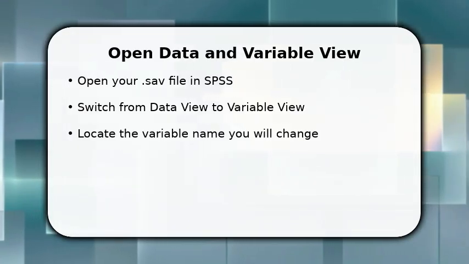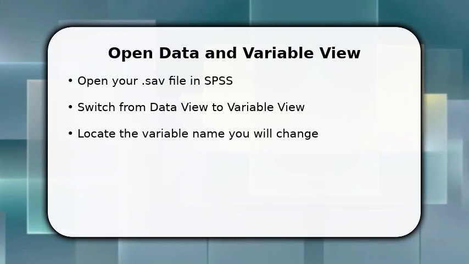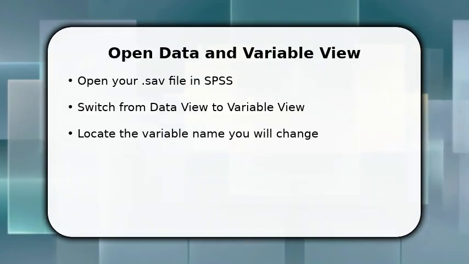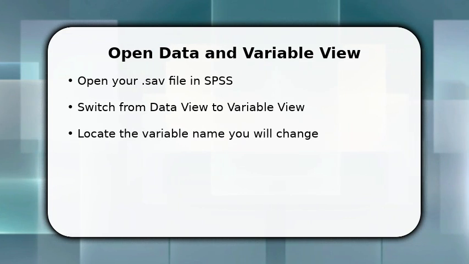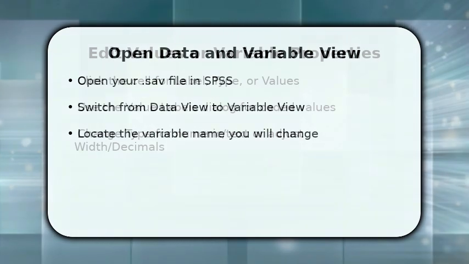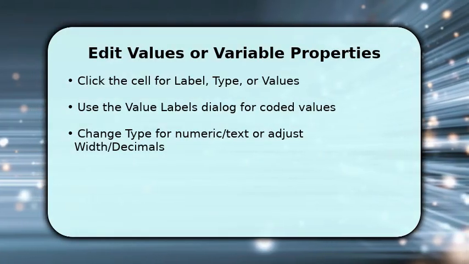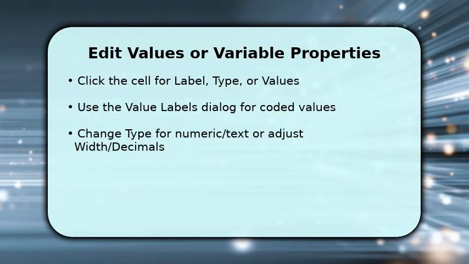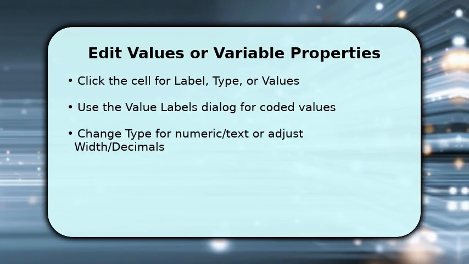Click the cell for the attribute you want to edit so the field becomes active, and prepare to enter the new value carefully. Now you perform the core edits. Click the specific cell for label, type, or values and open the dialog when required. For coded responses, click Values, Edit or Add Mappings and press Add or Change to confirm.